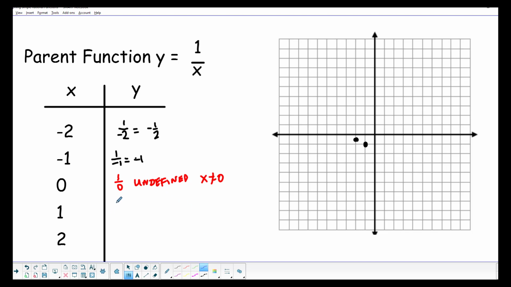Next, let's go ahead and look at the positive numbers. 1 divided by 1 gives us 1, so our next point is at 1, 1, right over here. And then we have 1 over 2, and that's a half, so we have 2 comma 1 half. Now, this seems a little bit weird. What is this shape going to look like? How am I going to connect those?